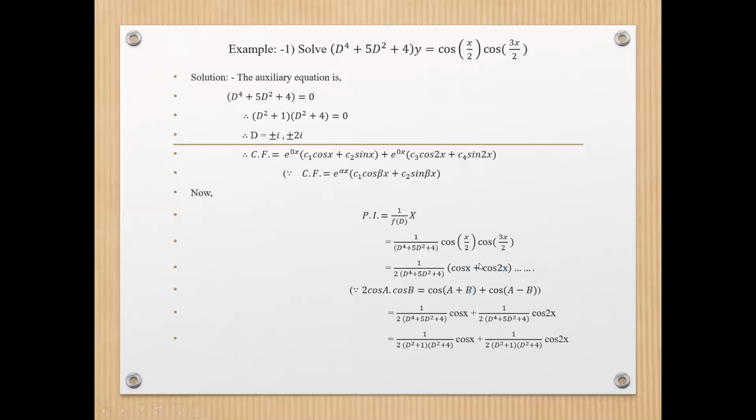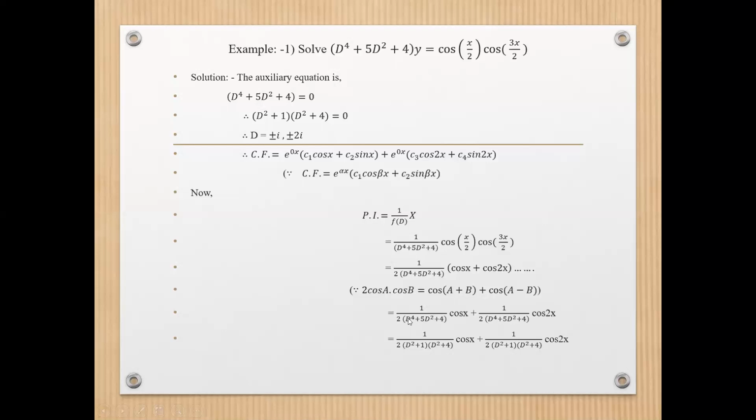Now we have to give a separate denominator to cos x and cos 2x. We get 1 upon 2 into 1 upon D raised to 4 plus 5D square plus 4 cos x, plus 1 upon 2 into 1 upon D raised to 4 plus 5D square plus 4 into cos 2x. Now this is the first term and this is the second term. This is the particular integral. We say this is particular integral number 1 and this is particular integral number 2. We solve these two terms separately.